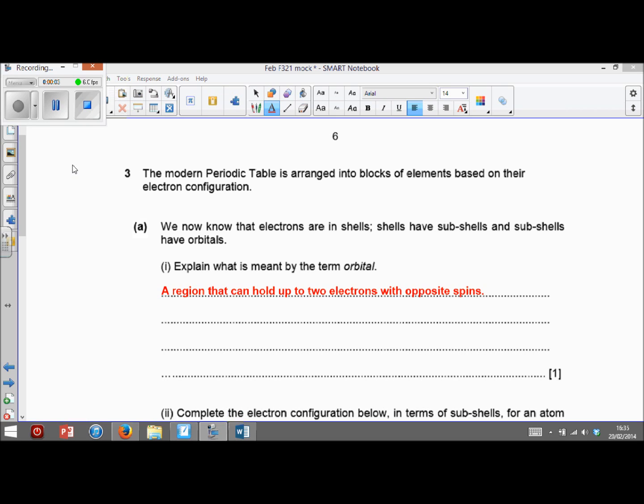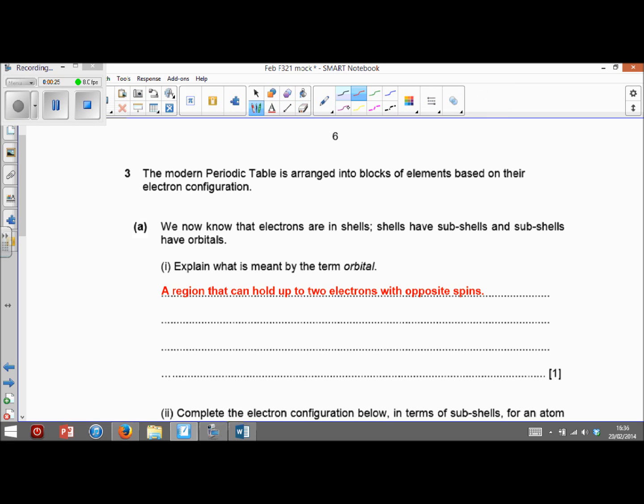Question number 3. The modern periodic table is arranged into blocks of elements based on their electron configuration. Part A. We now know that the electrons are in shells. Shells have subshells and subshells have orbitals. Explain what is meant by the term orbital. Now, I already wrote this definition in for you, and it's a region that can hold up to 2 electrons with opposite spins.